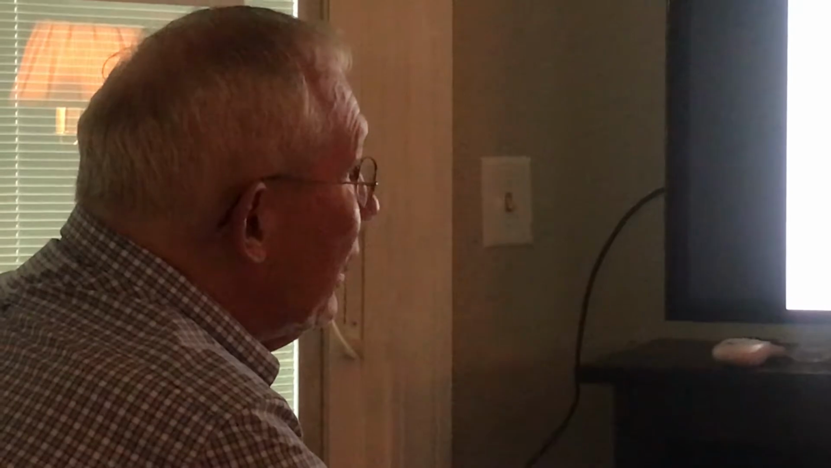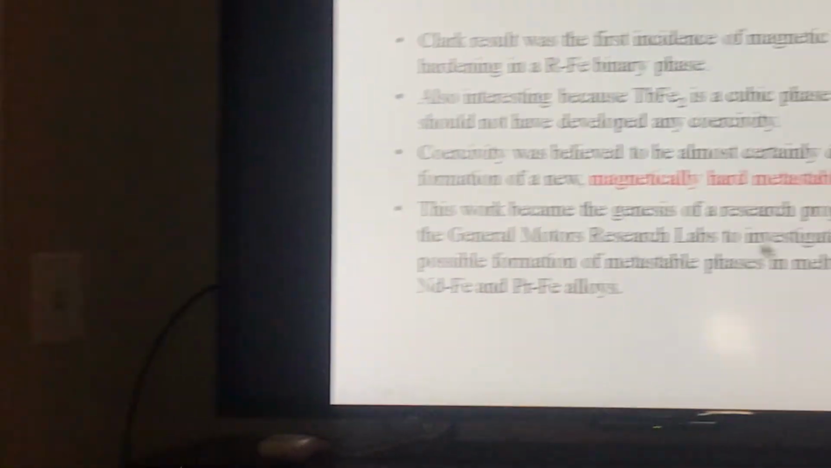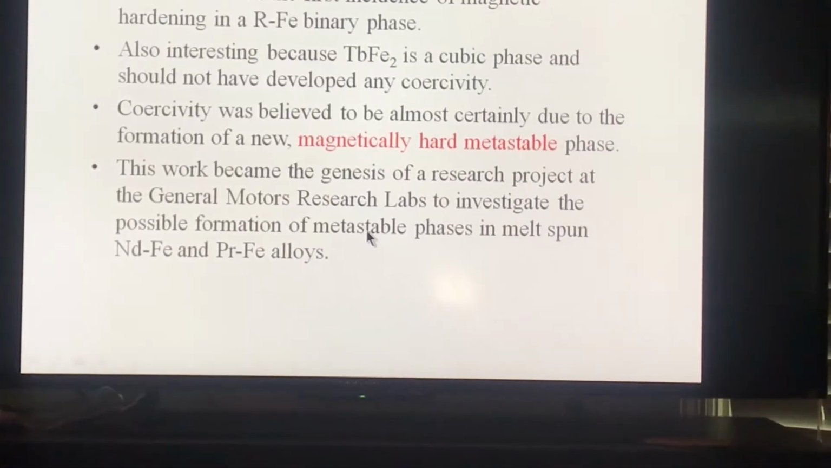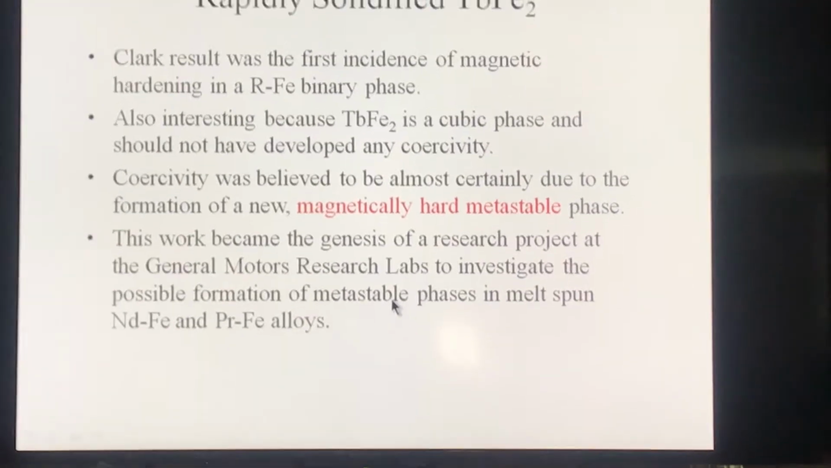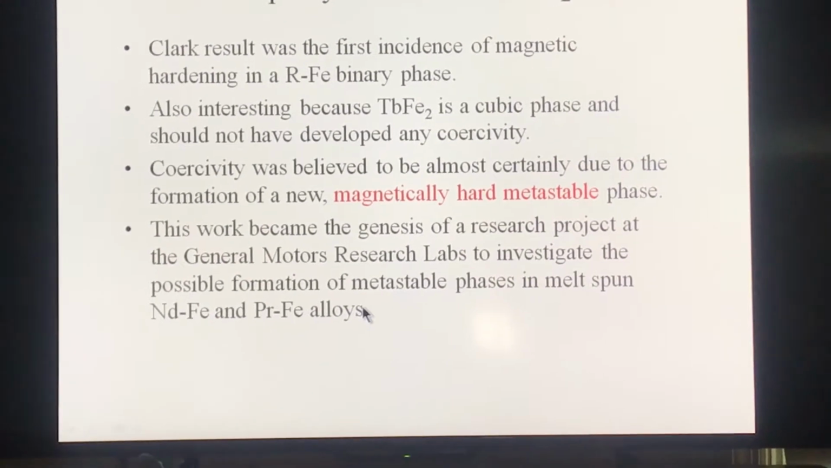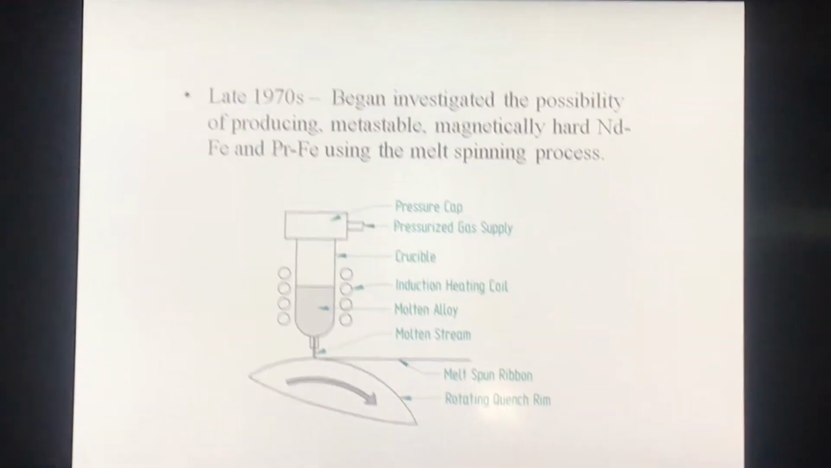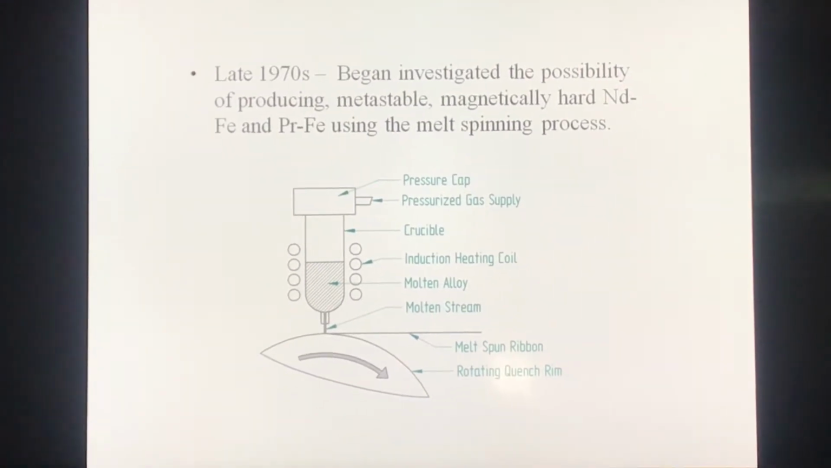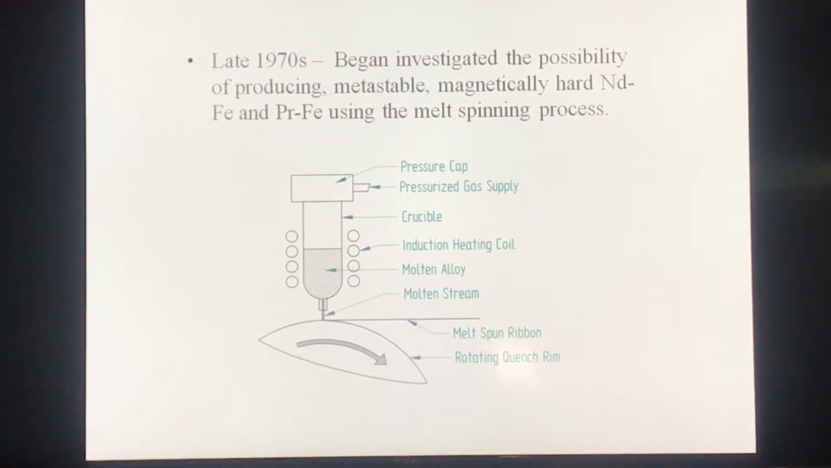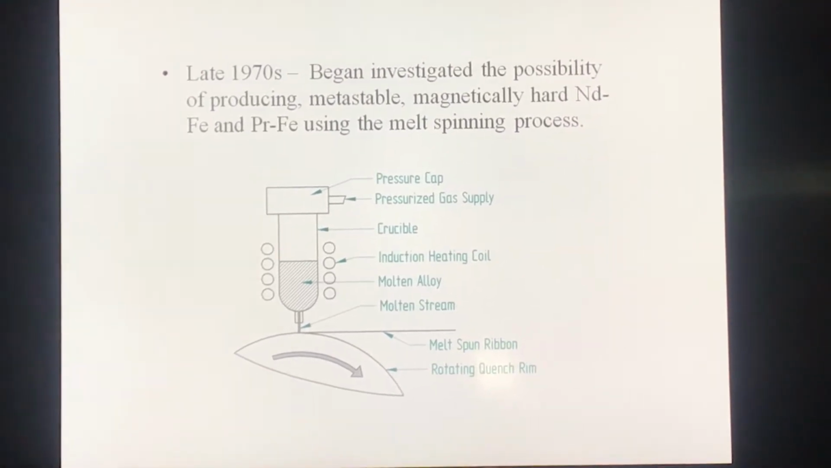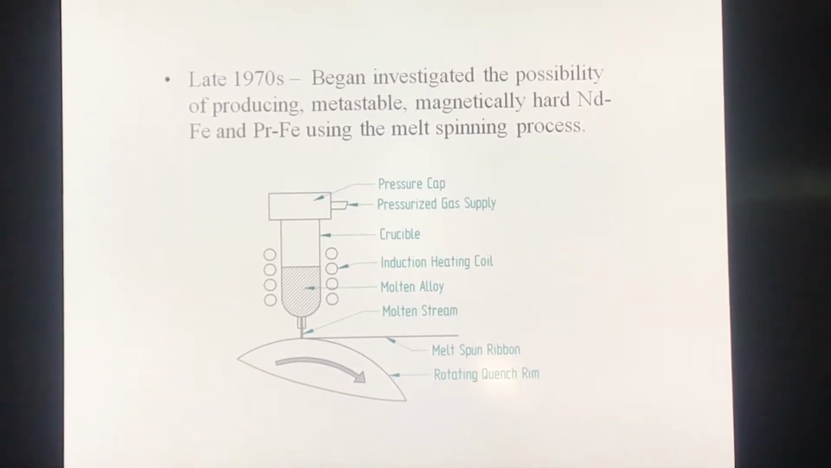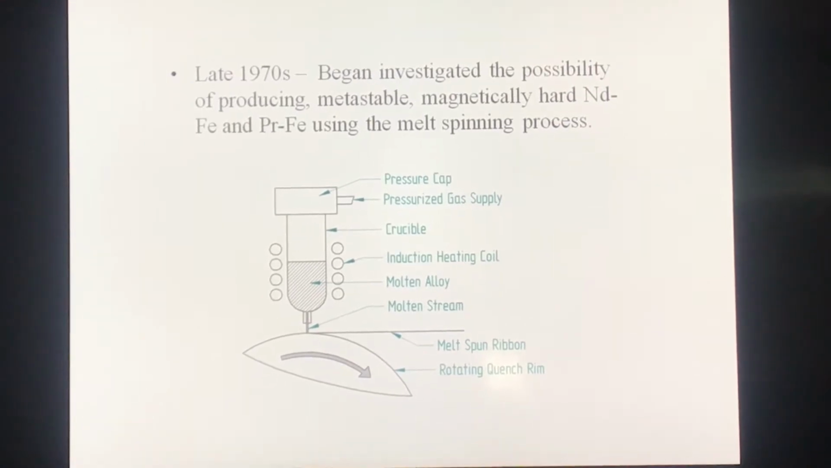I think most of the people there at the conference will understand that, but I don't suppose most of you would. So this work became the genesis of the research project at the General Motors Research Labs to investigate the possible formation of metastable phases in melt-spun neodymium iron and praseodymium iron. And that's what I did for the next 5 years. So in the late 1970s, I began investigating the possibility of producing metastable, magnetically hard neodymium iron and praseodymium iron using the melt spinning process.